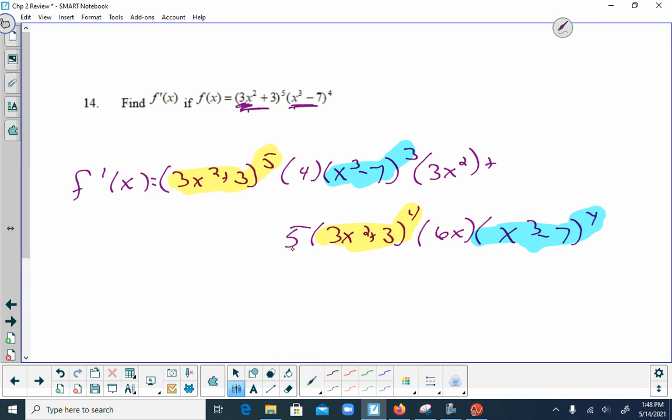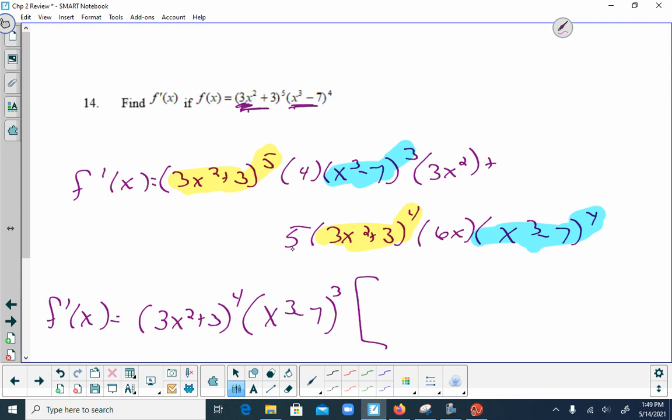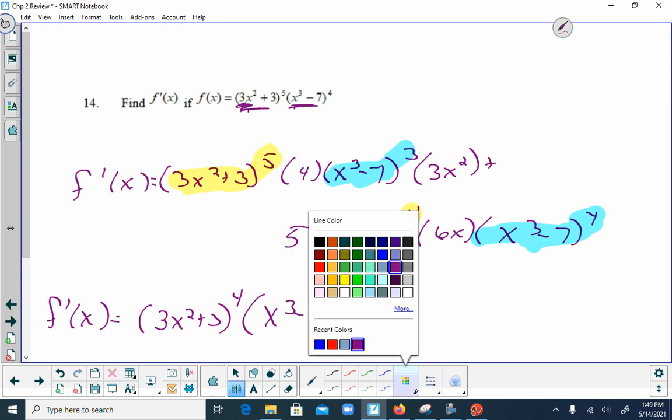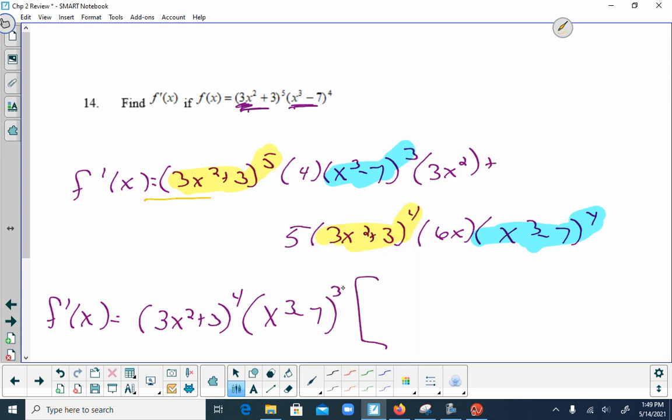So when I do that, factoring out this 3x squared plus 3, I have to the 5th power and to the 4th power, so I'm going to factor out the lowest power, which is 4. Then I have that x to the 3rd minus 7. To the 3rd power and to the 4th power, I'm going to factor out the lowest power, which is 3. Here's my bracket. This is my first term.